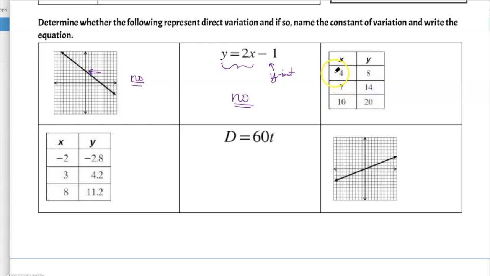In this table, what we want to look for is, do we have the same constant of variation, which with this one we're going to take by dividing y by x and see if we get the same number. So 8 divided by 4 is 2, 14 divided by 7 is 2, 20 divided by 10 is 2. So yes, this would be an example. The constant of variation is 2. That's what we just found here. So we would say that y is equal to 2 times x. So every time I doubled, that was what my y value was.